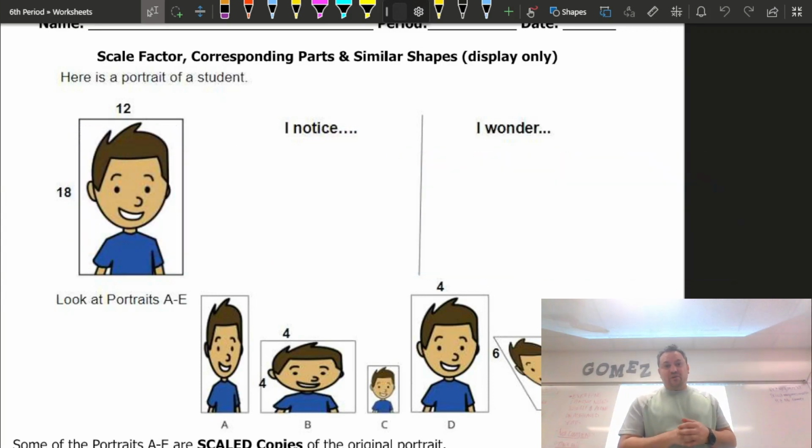Welcome back to another day of 7th grade math. This is Mr. Gomez, your favorite teacher in the whole world. And today, we're going to start talking about scale factors.